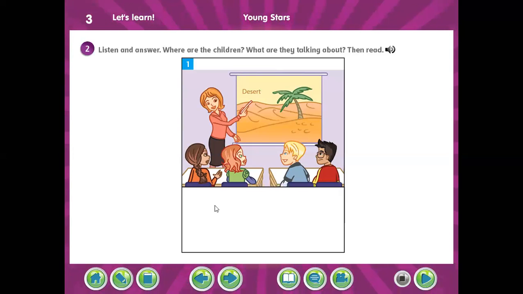Now, look at the picture 1. Okay, what is the characteristic of the desert? The desert has some characteristics. Okay, let's see. Genesis, please. What is the characteristic of the desert?